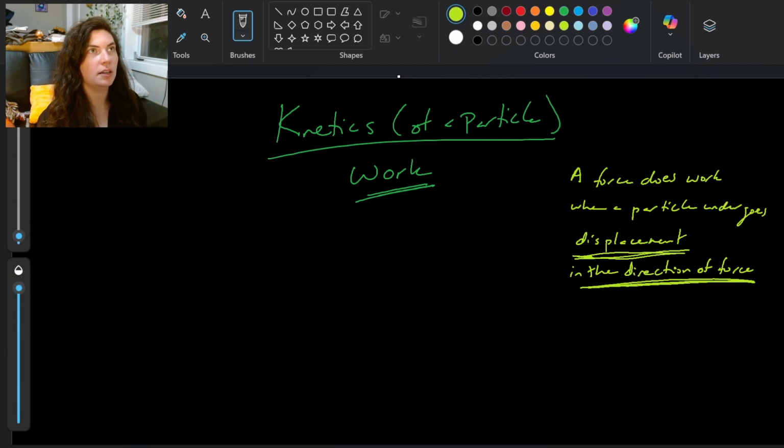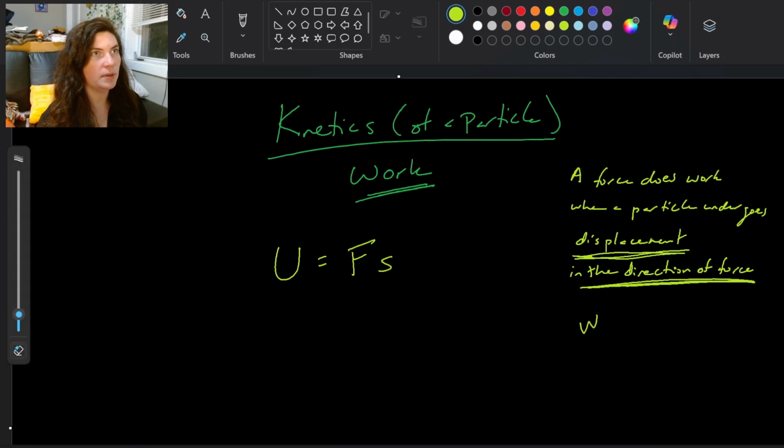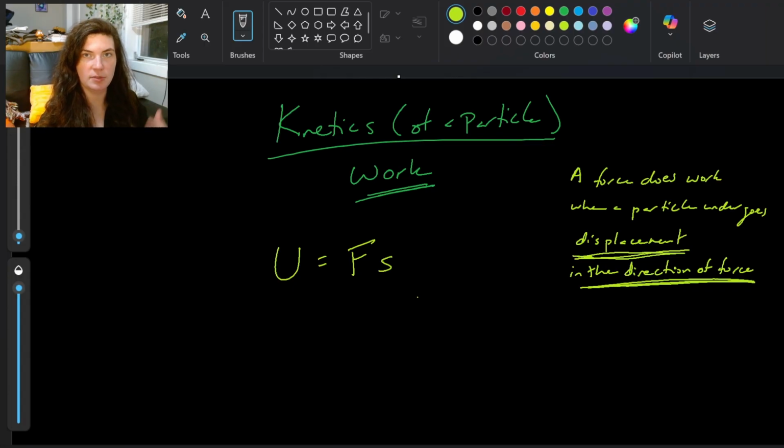So work, as we've said, and you may have seen it in your other classes, is going to be force times the displacement. Some classes use W for work. We typically use W for weight in this class, so in order to not get them confused, we're going to use the capital letter U for work, to help us not confuse it with weight or other things. So capital U is going to be the force times the distance.